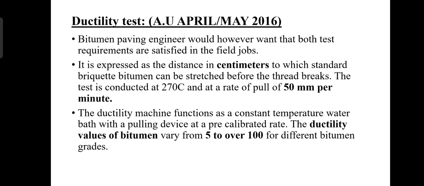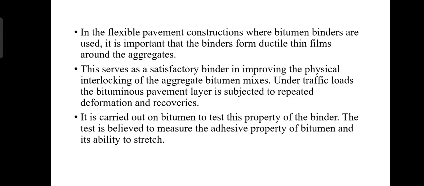The ductility machine functions as a constant temperature water bath with a pulling device at a pre-calibrated rate. The ductility values of bitumen vary from 5 to over 100 for different bitumen grades. In the flexible pavement construction, where the bitumen binders are used, it is important that the binder form ductile thin films around the aggregate. This serves as a satisfactory binder in improving the physical interlocking of the aggregate bitumen mixes.